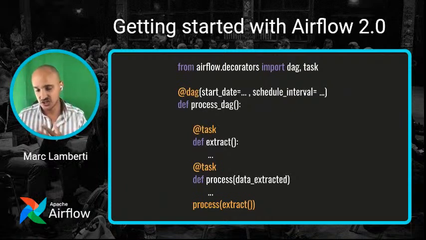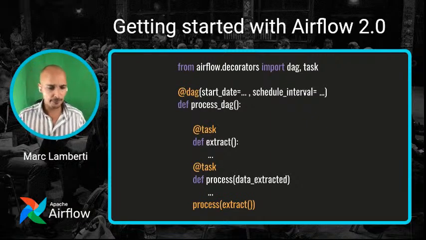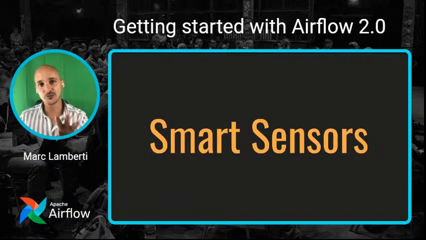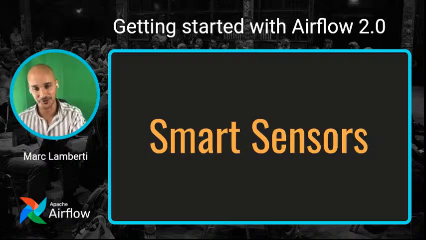I mean, we can definitely change the way of creating DAGs, but there is one other feature that you use a lot. The Python operator is one of the most widely used operators, but there is another kind of operator that you use a lot, the sensors. And the problem with the sensors is that they are kind of dumb, I would say. Let me explain. In Airflow 2.0, there is a new kind of sensors, the smart sensors.